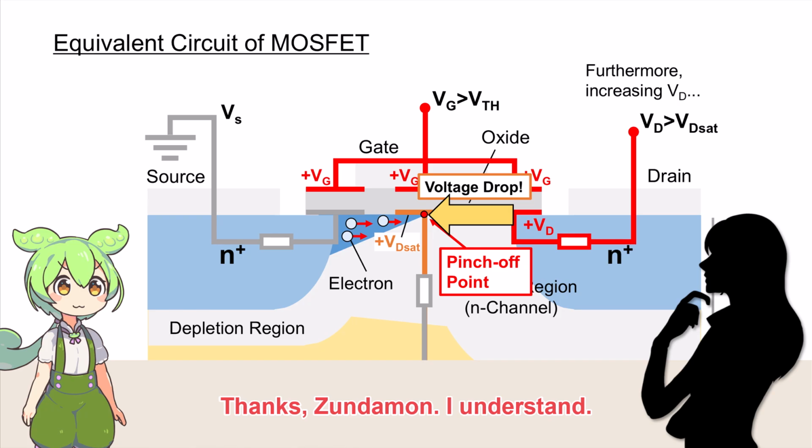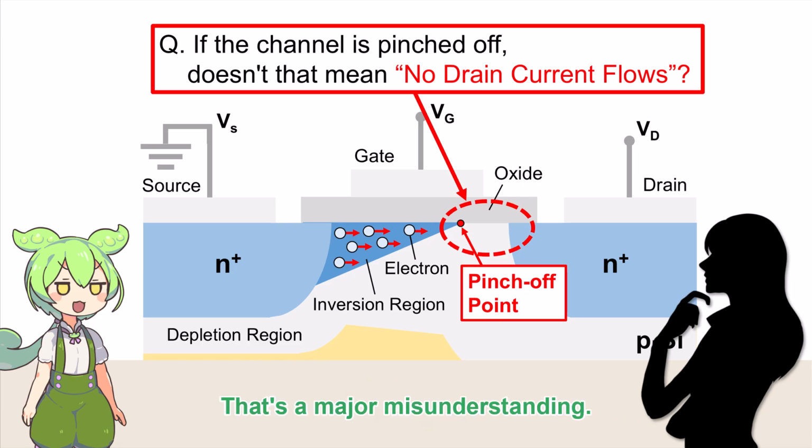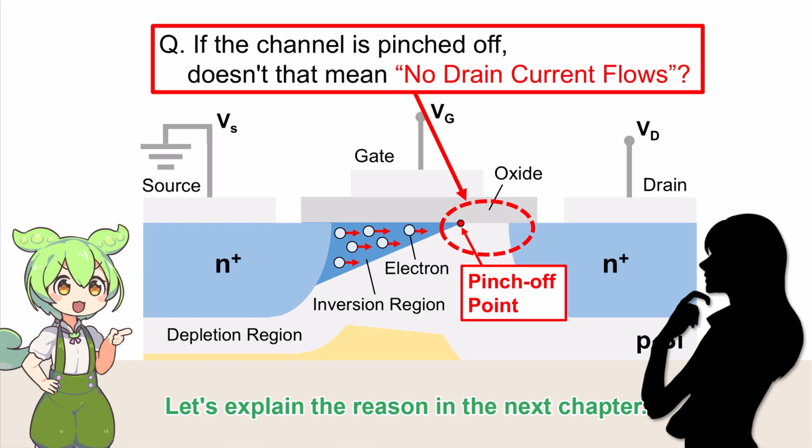Thanks, Zundamon. I understand. However, I have one question. If the channel is pinched off, doesn't that mean no drain current flows? That's a major misunderstanding. Drain current does flow. Let's explain the reason in the next chapter.